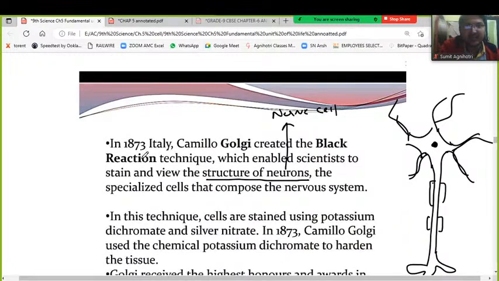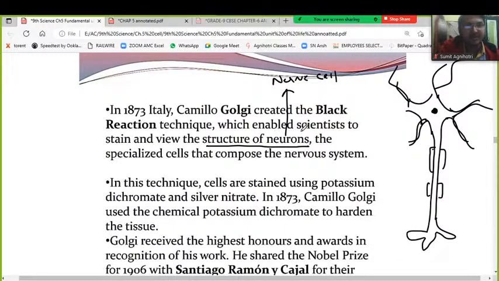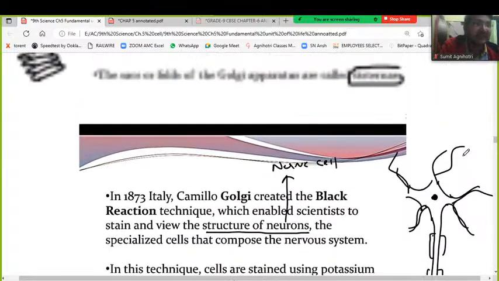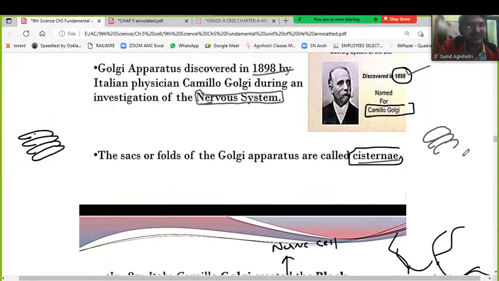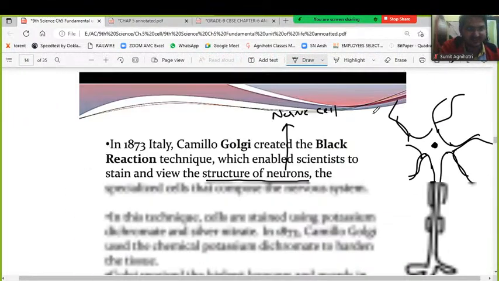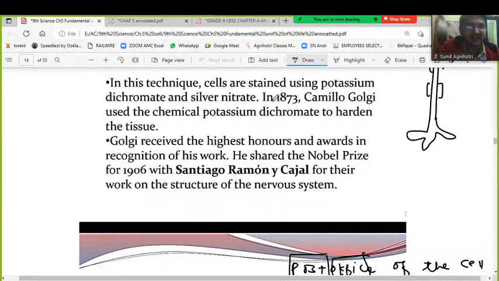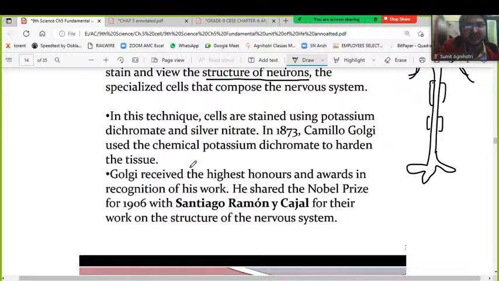Then in 1873, Camillo Golgi created the black reaction technique, which enabled scientists to stain and view the structure of neurons, the specialized cells. His main discovery was about the nervous system, and during that observation, he actually discovered this Golgi apparatus as well. In this technique, cells are stained using potassium dichromate and silver nitrate. Golgi used the chemical potassium dichromate to harden the tissue.